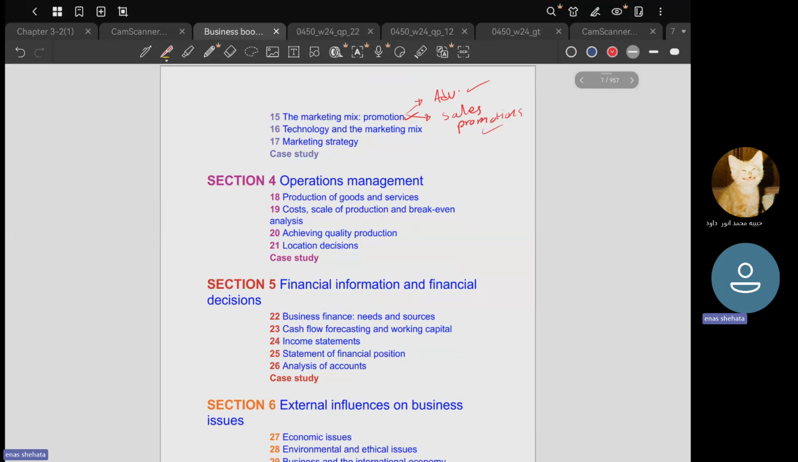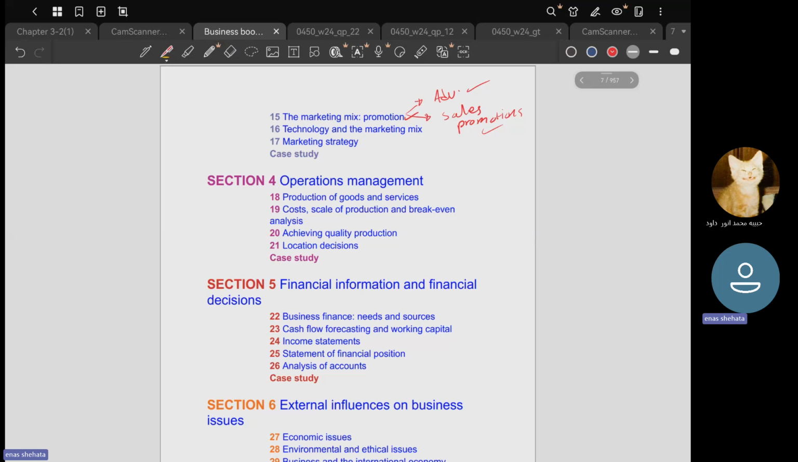Can you produce the product in large quantity or in smaller quantity? Then when the product has almost finished, you will produce again. So there are many ways of production of your product. Then cost and scale of production and break-even analysis. Now I produce the product with a specific cost. So I want to calculate something called break-even.